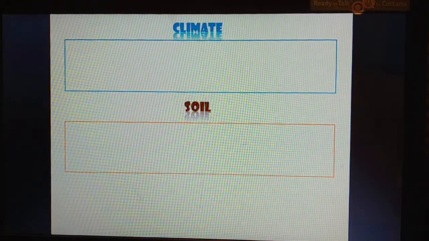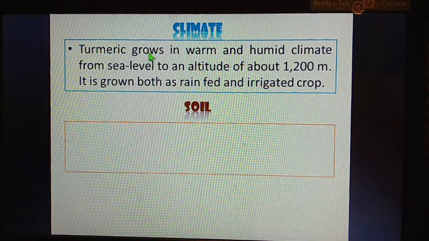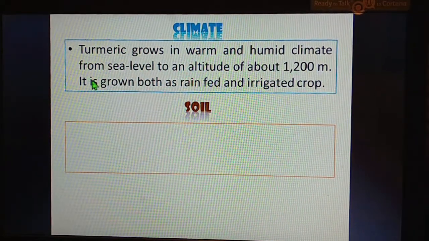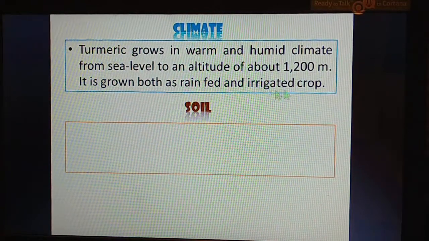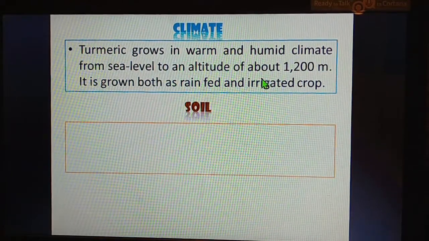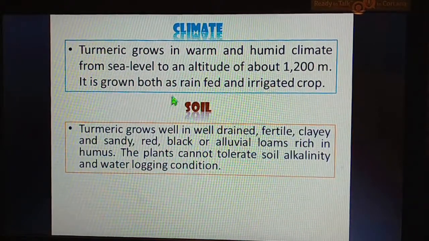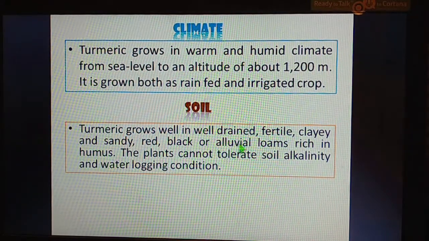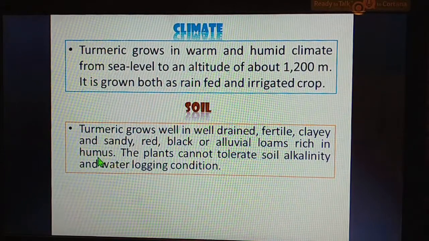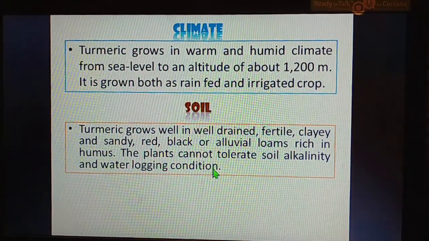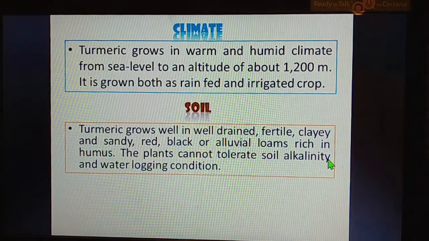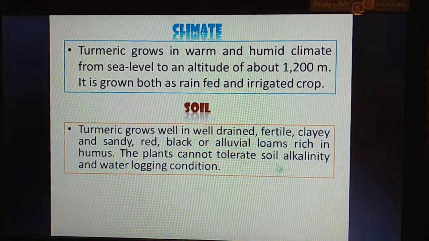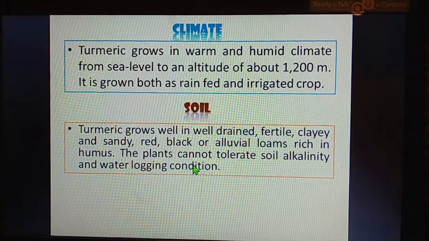Now coming to the climate and soil. Turmeric grows in warm and humid climate from sea level to an altitude of about 1200 meters, and it is grown both as a rain-fed and irrigated crop, just like in the case of the ginger plant. It grows well in well-drained, fertile, clayey and sandy, red, black, or alluvial loam rich in humus. These plants cannot tolerate soil alkalinity, if the soil is too alkaline, nor waterlogging conditions.